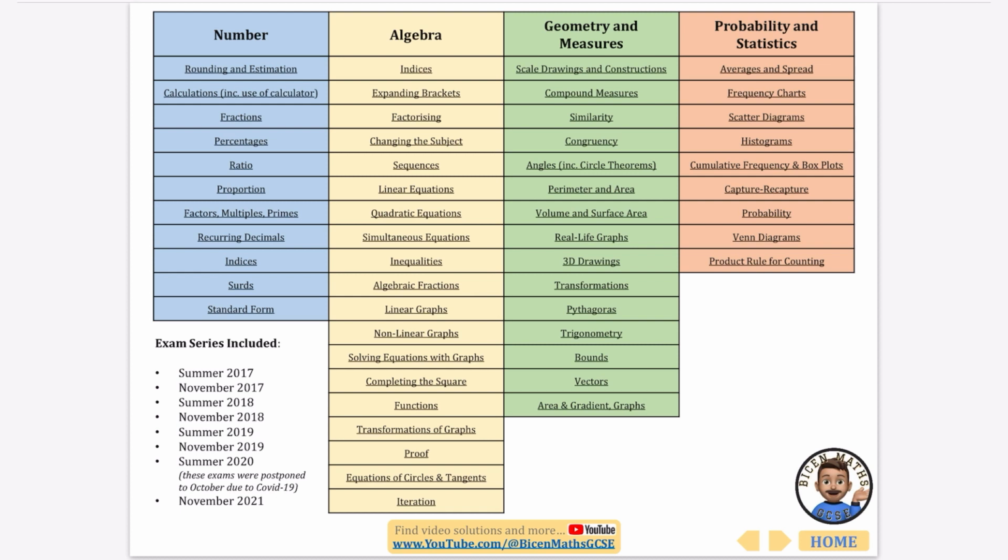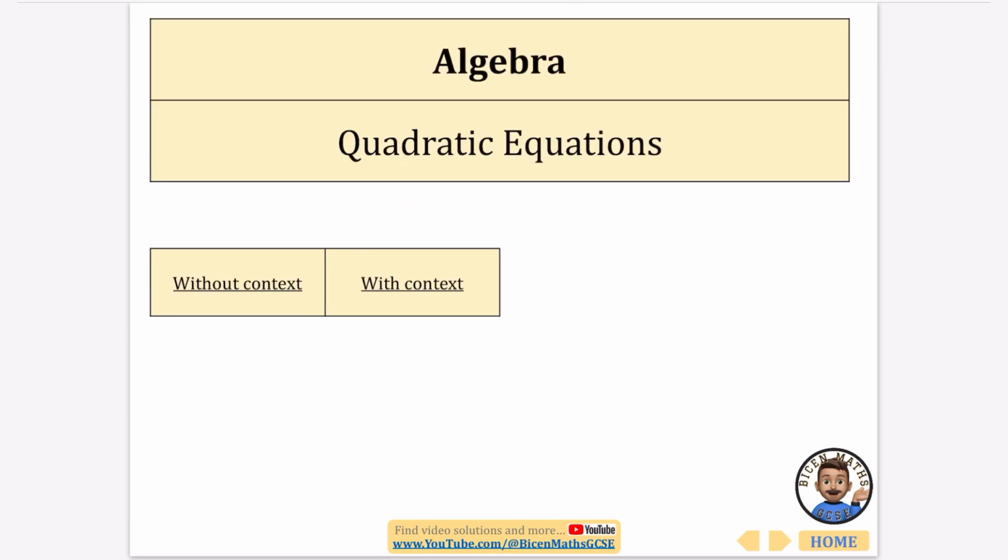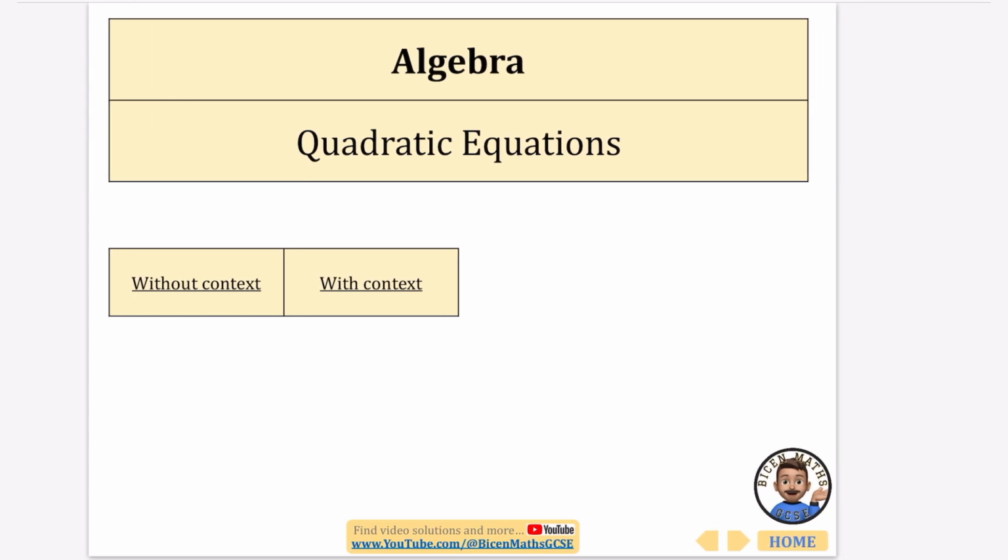So let's get started, and we're going to have a look at quadratic equations. So let's open this up. Now this document is available, it's in the description, and there's a link so you can download this and it's fully hyperlinked. So there's going to be some questions where there's no context, and then there's going to be some where there is some context, and they do get pretty tricky.